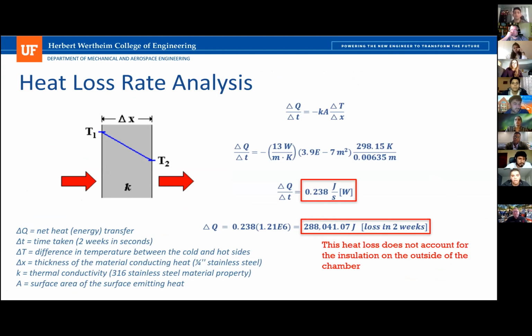And then to apply the customer need of up to 2 weeks of incubation, we did apply that change in time, and a total of 288.41 joules would be lost in 2 weeks. Next slide, please.